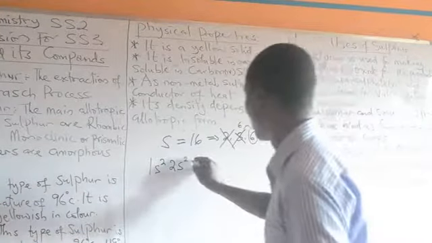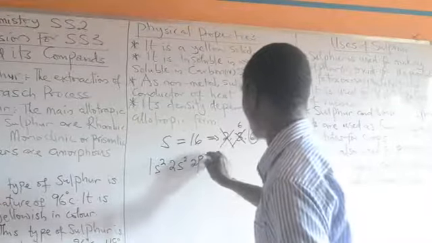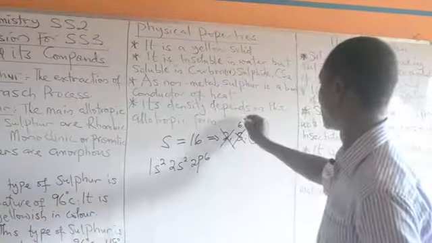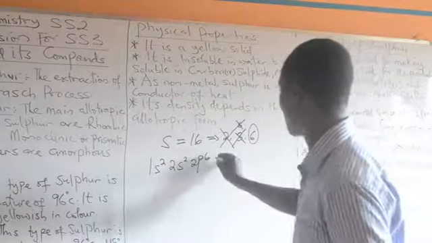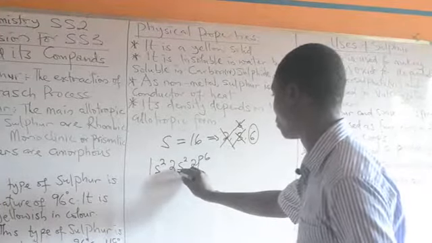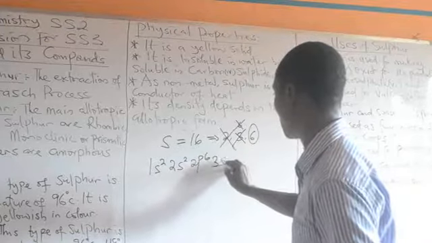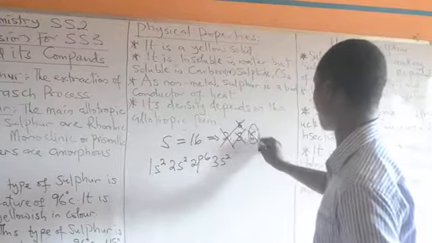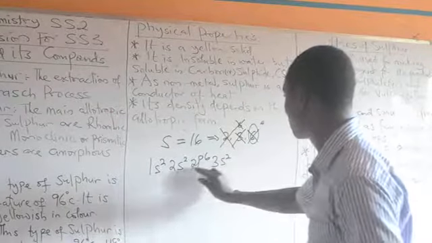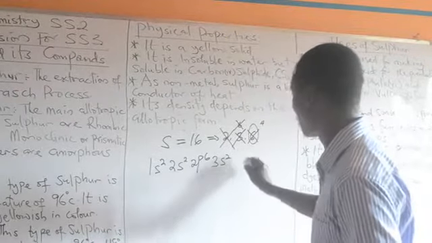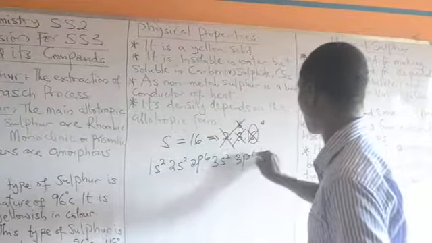The next one will go to 2p, 6. This one is gone. What is now left is 6. So the next shell will go to 3. Since we have 2s, we go to 3s 2. This one is gone. Balancing 4. The next one will go for the 3p orbital, which is 4.